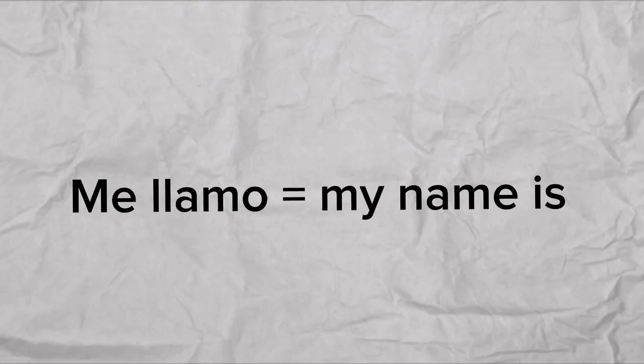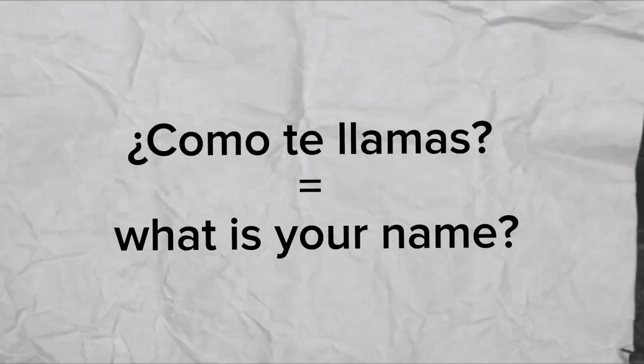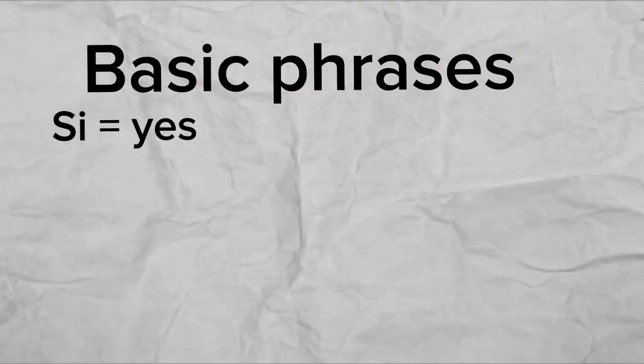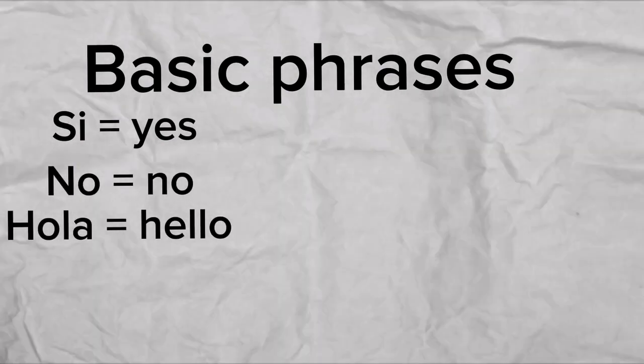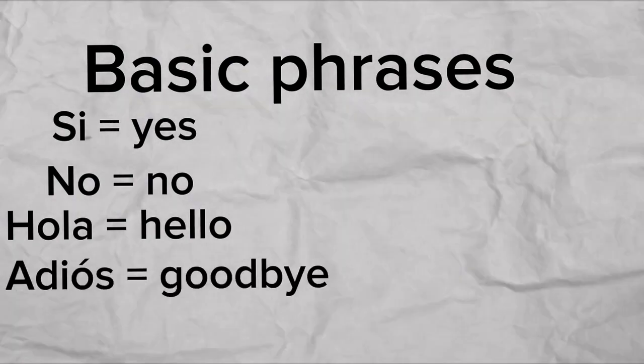Now that you know how to pronounce Spanish letters and stuff like that, it's time to learn some basic phrases. One of them I taught you previously, which is me llamo, and that means my name is. But how do you ask someone what their name is? ¿Cómo te llamas? What is your name? And then you have some basic ones you probably know, like sí is yes, and no is no, and hola, which I mentioned previously, is hello, and adiós is goodbye.